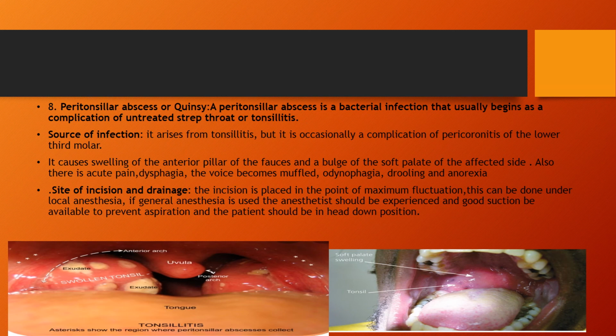Peritonsillar abscess or quinsy is a bacterial infection that usually begins as a complication of untreated strep throat or tonsillitis. Source of infection: it arises from tonsillitis, but occasionally as a complication of pericoronitis of the lower third molar. It causes swelling of the anterior pillar of the fauces and bulging of the soft palate on the affected side. There is acute pain, dysphagia, the voice becomes muffled, odynophagia, drooling, and anorexia.